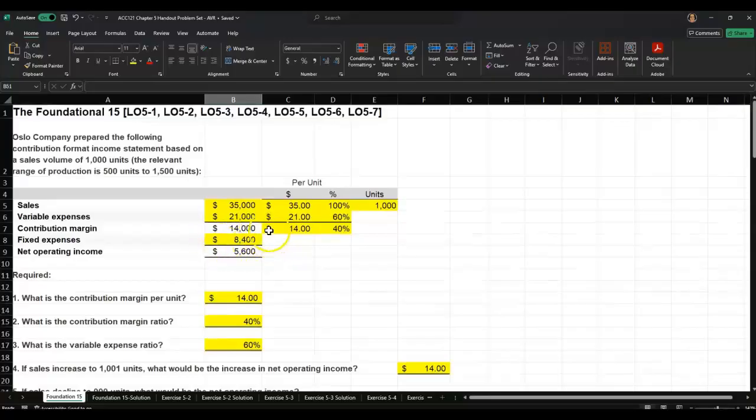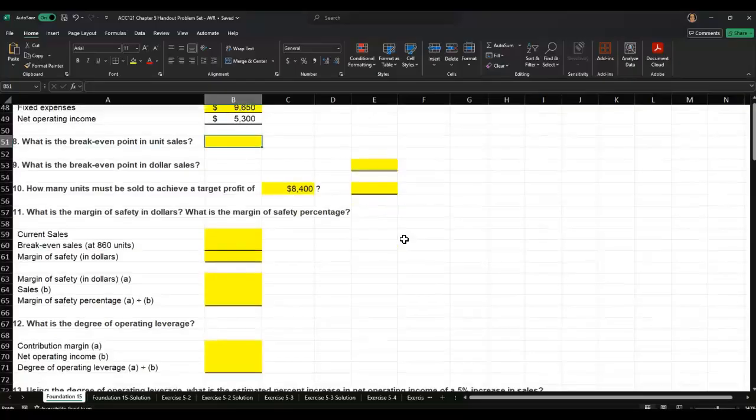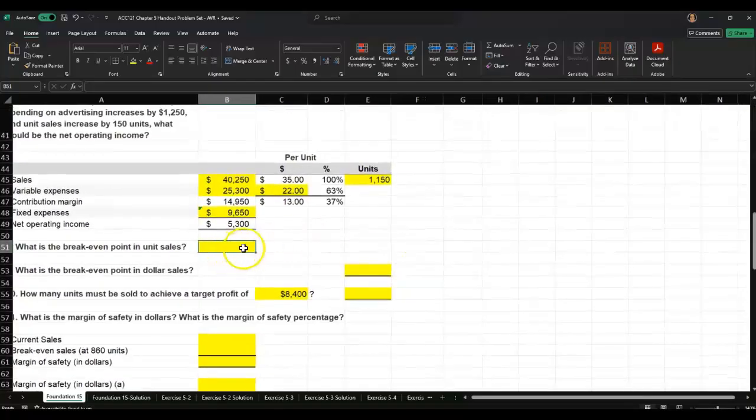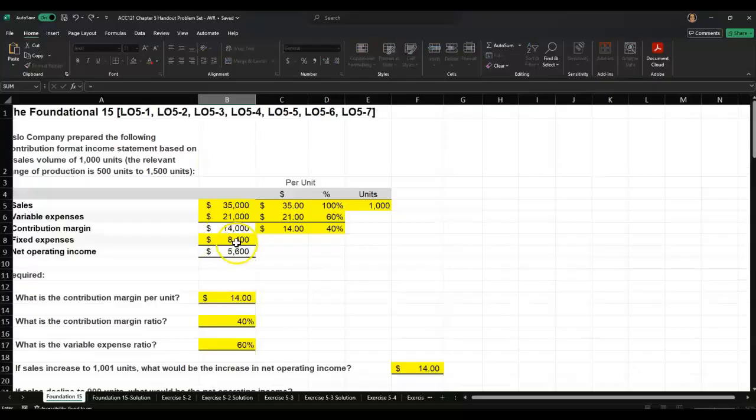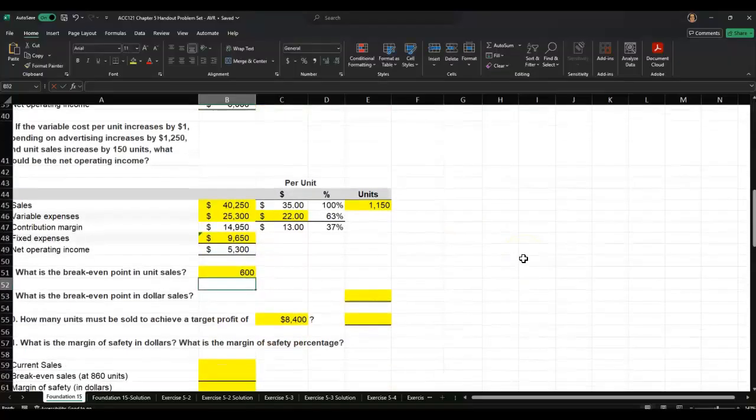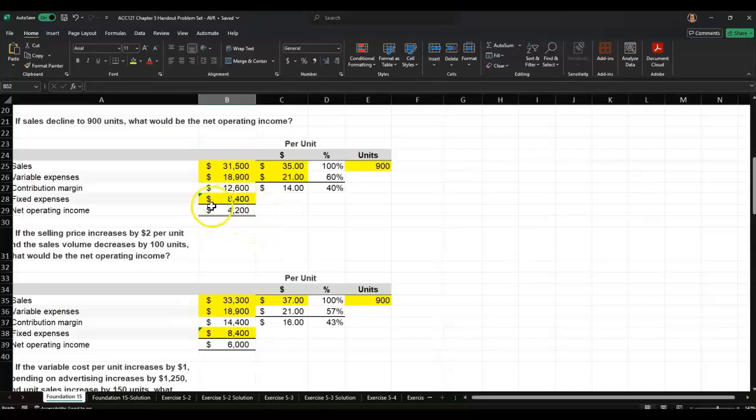And every time we sell a unit, we've got $14 towards that $8,400 that we earn. So when we've got a break-even, we just simply need to know how many units times 14 is going to equal that fixed cost. So we simply come up here, pick up our fixed cost, and divide it by 14. And we get 600 break-even units. Now, what that means is that if we sell 600 units, we're going to have 0 profit right here in net operating income. Okay?